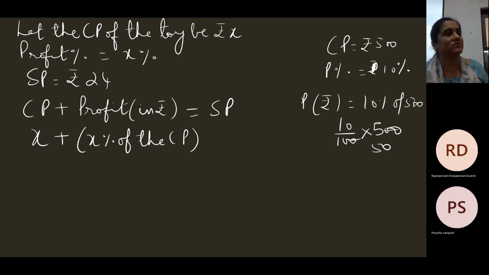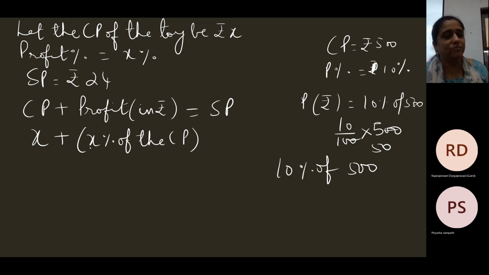How did you find it in rupees? Apply it on the CP. Apply the profit percentage on the CP. Even loss percentage is on the CP only. So how did you find the profit margin? 10% of the CP of 500. So what is the percentage here? X% of the CP. Is this correct? Right? Correct.